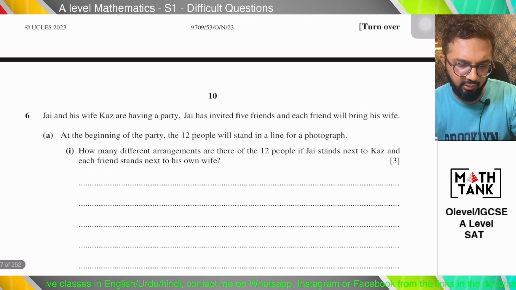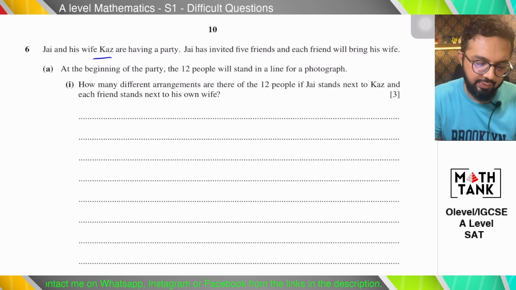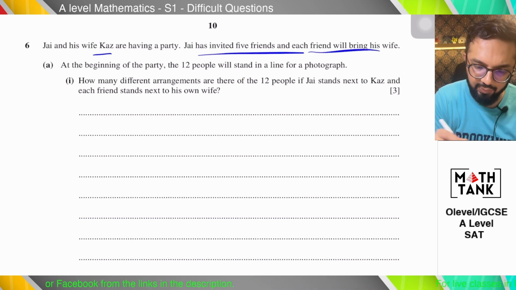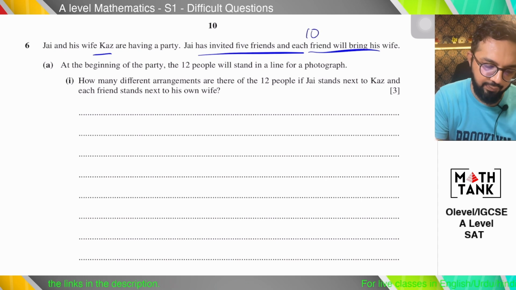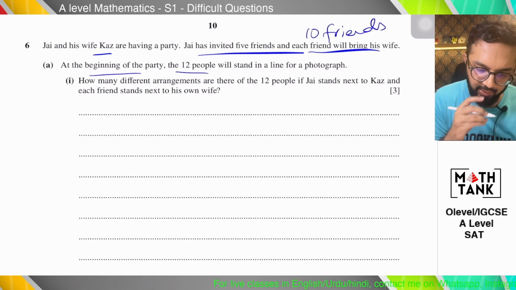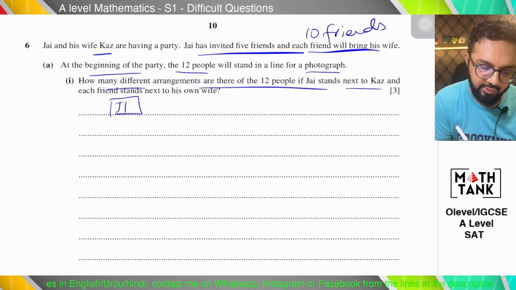Okay. This is also November 2353. Jai and Kaz and his wife Kaz are having a party. Jai has invited 5 friends, and each friend will bring his wife. So total of 10 friends. At the beginning of the party, the 12 people will stand in line for a photograph. How many different arrangements are there if Jai stands next to Kaz, and each friend stands next to his wife?